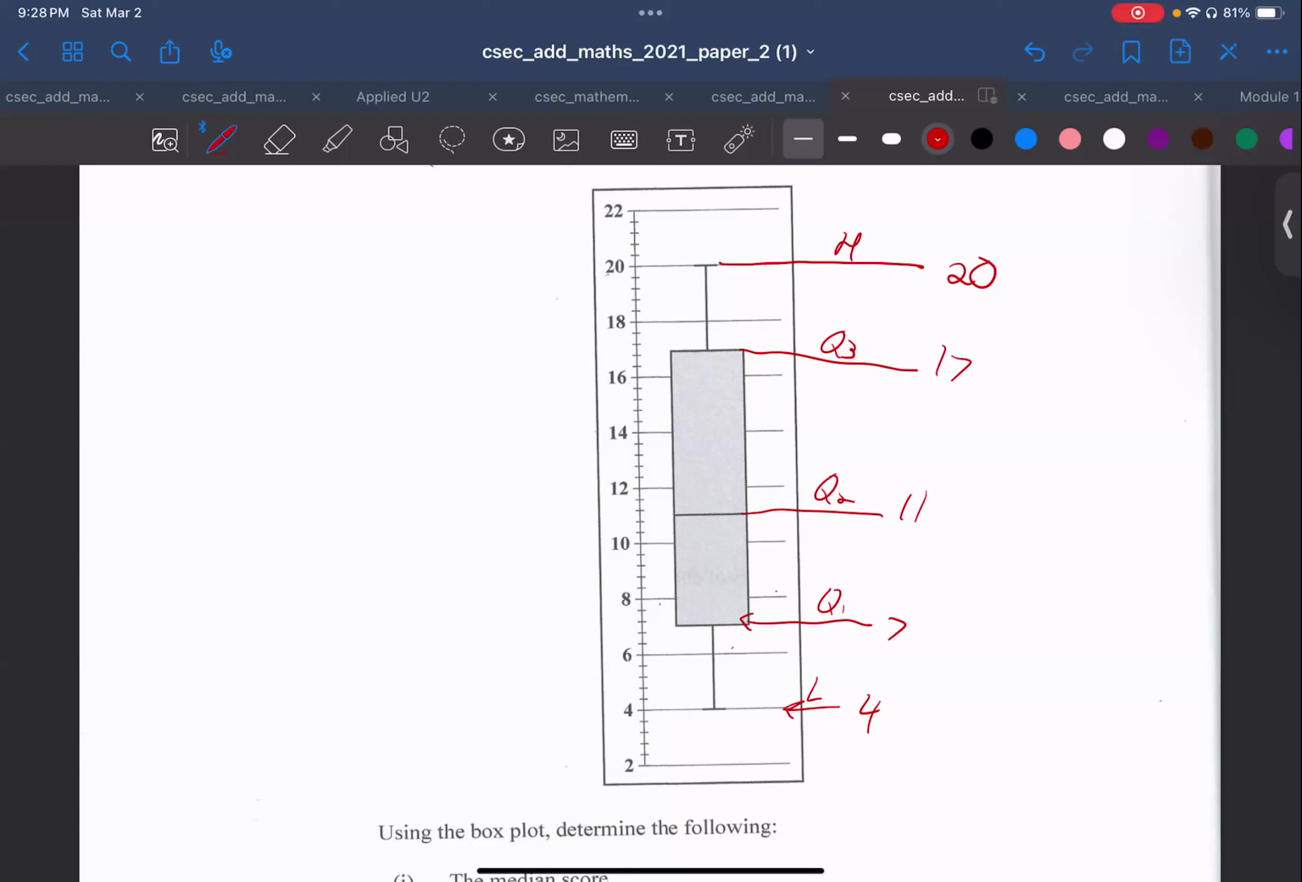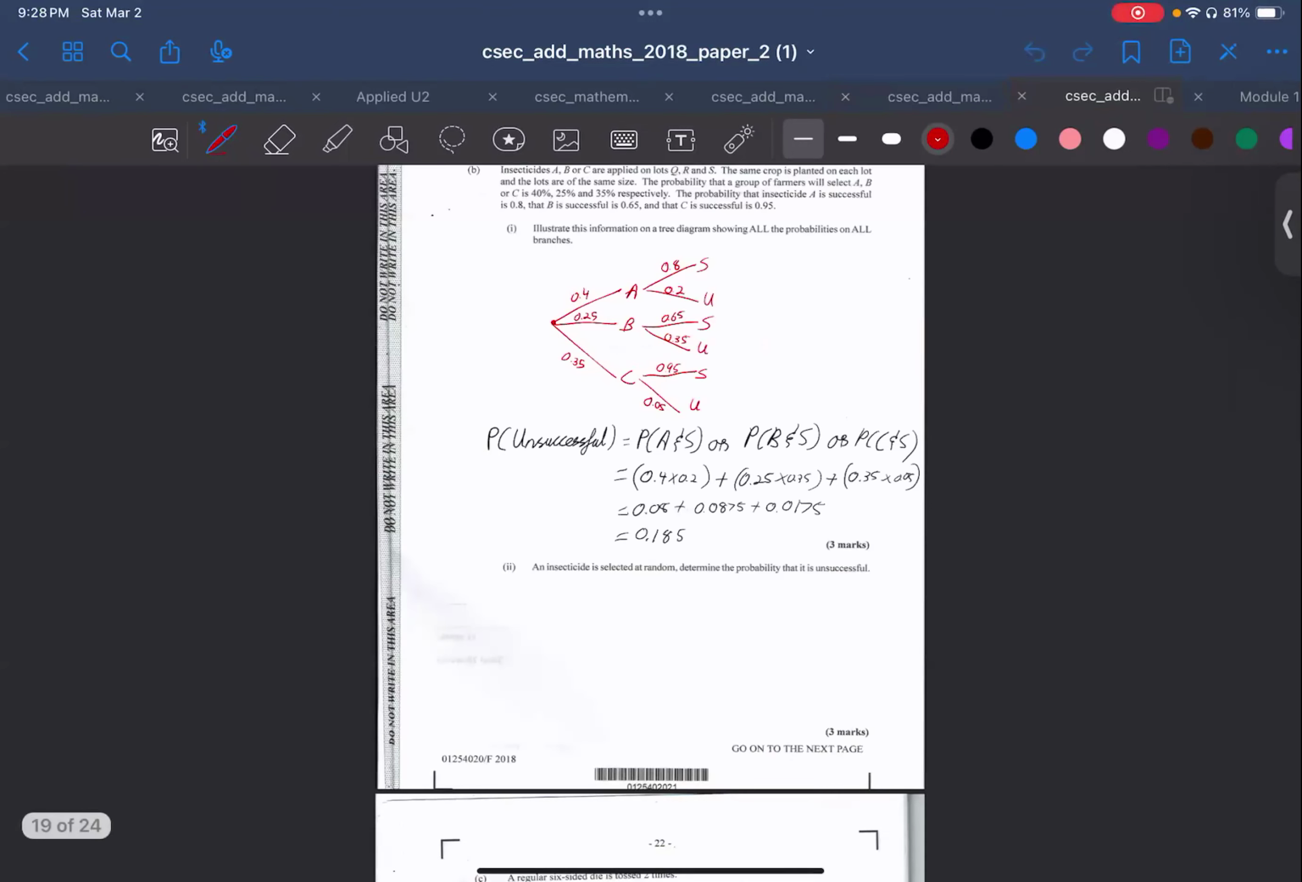Right, so that's what I mean by a scale. It doesn't have to be 1 centimeter to 1 unit, but it has to be somewhat accurate. Okay.